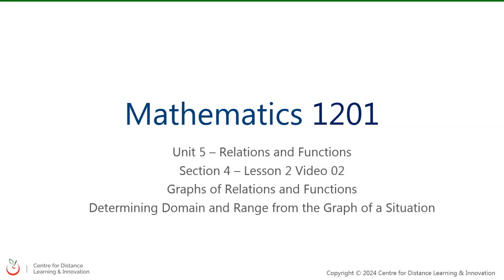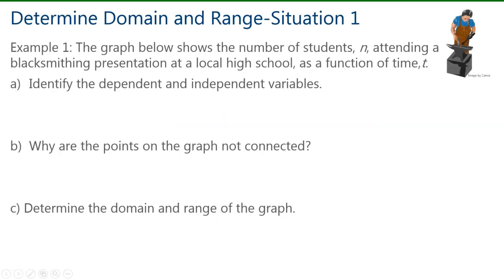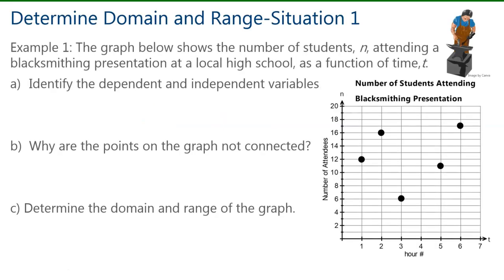In this video, we will be determining domain and range from the graph of a situation. Here's example 1. The graph below shows the number of students N attending a blacksmithing presentation at a local high school as a function of time. We need to answer 3 questions.